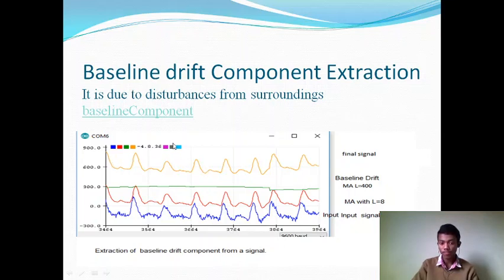Now this yellow or orange signal is the exact signal, the original PPG signal, after removing the baseline from this red signal. Okay, this is the way we extract the baseline drift component.